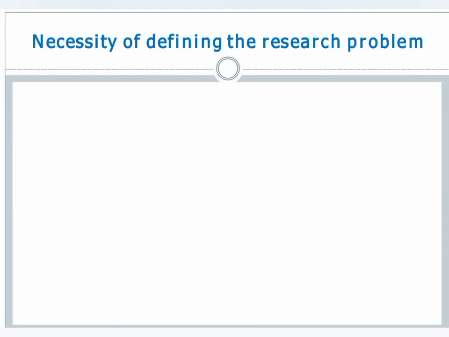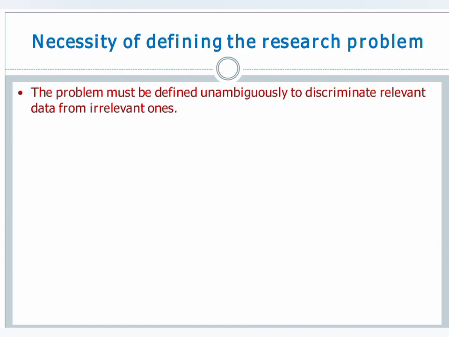In this video we are going to learn about the necessity of defining the research problem. So the first rule is the problem must be defined unambiguously to discriminate relevant data from irrelevant ones. The research problem that we are defining must be unambiguous. That means it should not have more than one possible meaning, right? It should have only one meaning.